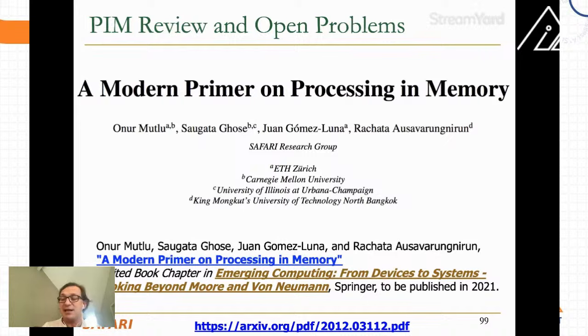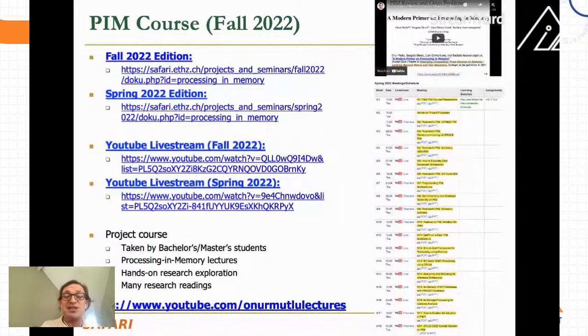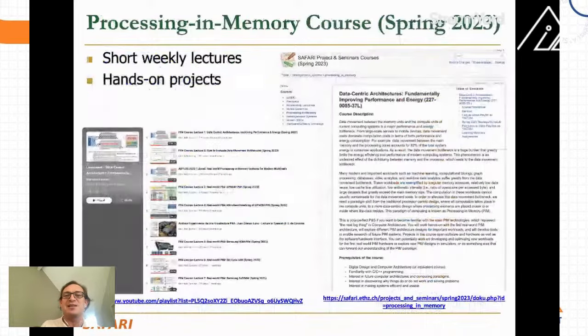This is an arXiv paper and a book chapter we have written on this topic. If people are interested, this is a great place to get initiated on this topic. We're going to update this book chapter periodically. It's kind of overdue, but you can find a lot more information. We also have a processing in memory course. It's not the latest incarnation. You can follow this course on YouTube. If you decide to hold it again, you're going to find it live streamed.